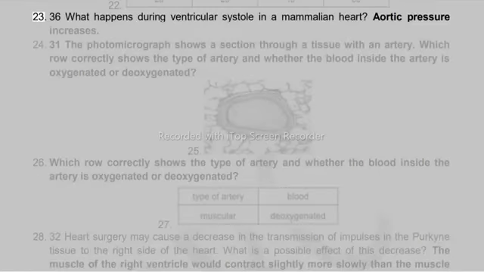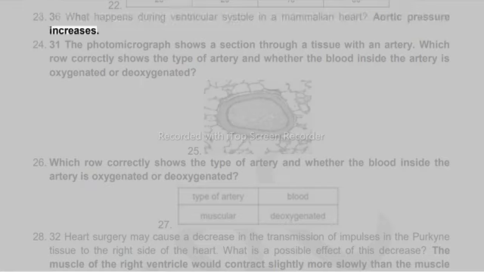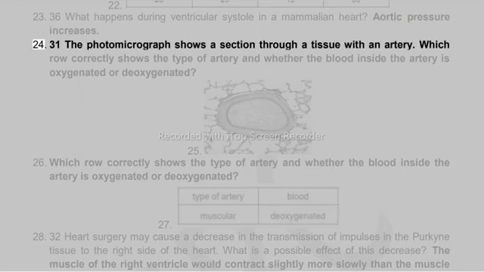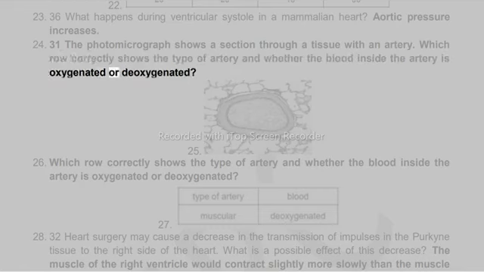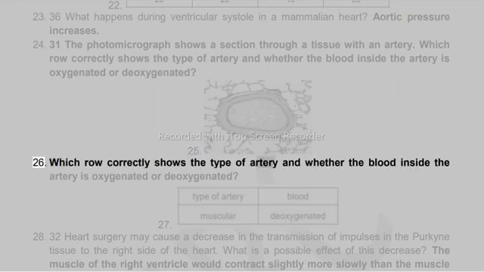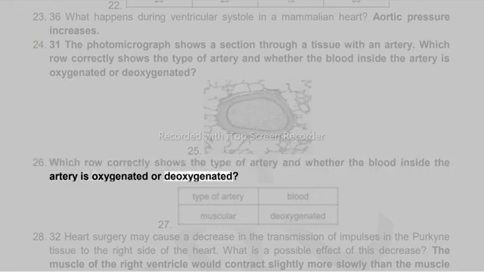18. What happens during ventricular systole in a mammalian heart? Aortic pressure increases. 19. The photomicrograph shows a section through a tissue with an artery. Which row correctly shows the type of artery and whether the blood inside the artery is oxygenated or deoxygenated?